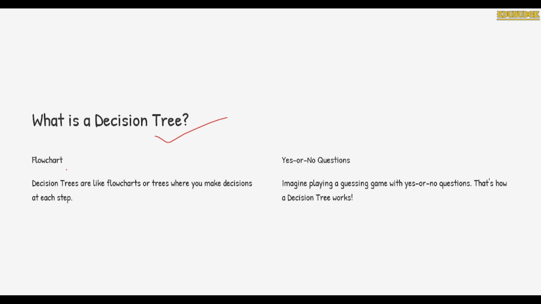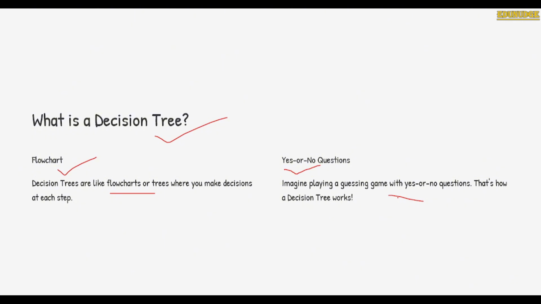A decision tree is like a flow chart or a tree where you make decisions at each step. Imagine you are playing a game where you have to guess something by asking yes or no questions. That's how a decision tree works. For example, let's say you are trying to guess what someone is thinking about. Okay?